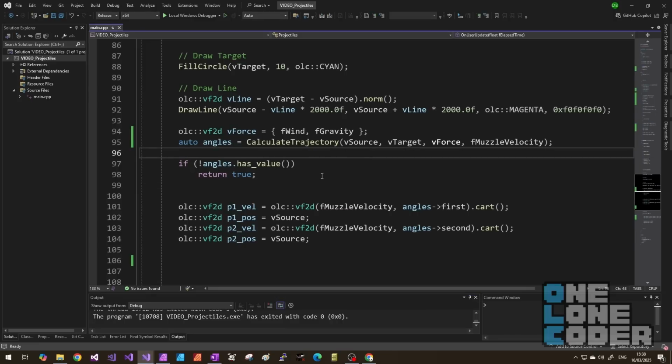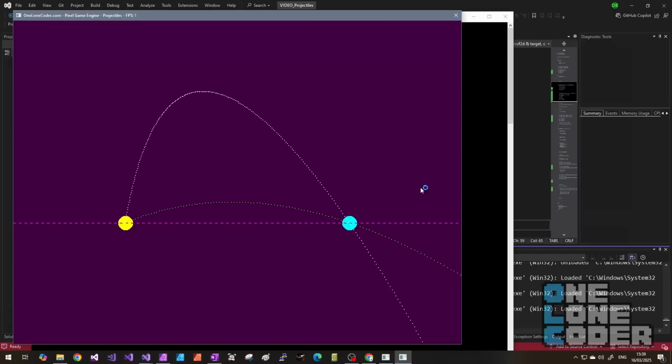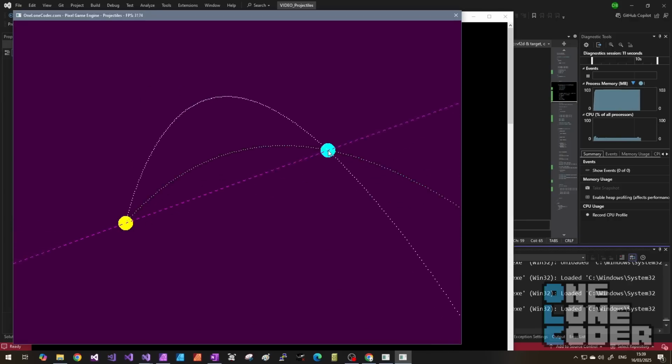I think I know what the problem is. The atan2 function has a bit of a quirk where it doesn't necessarily return angles in the same space as everything else that we're doing. They're usually 90 degrees out. So let's try it now. That's better. So now we can see, remember we have a small amount of wind blowing horizontally along the x-axis, that we have to aim a little bit more vertically in order to hit the target.